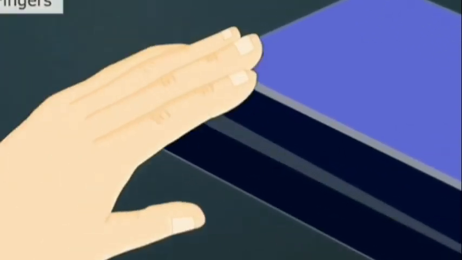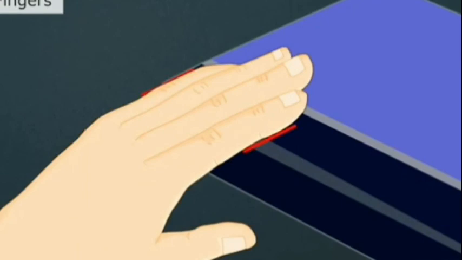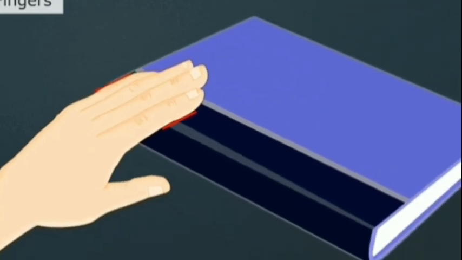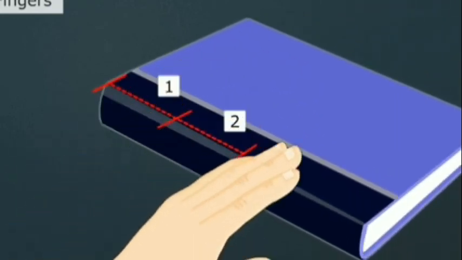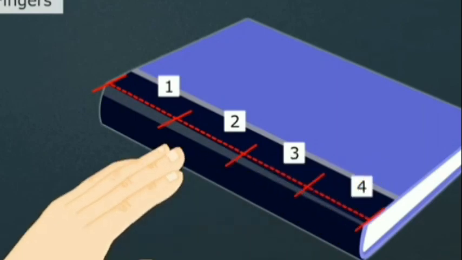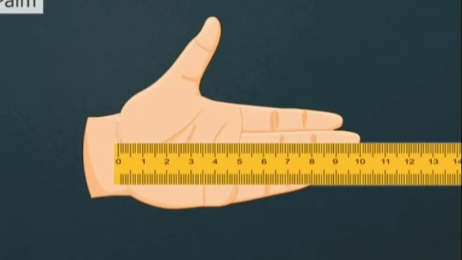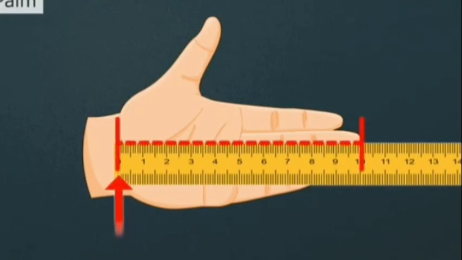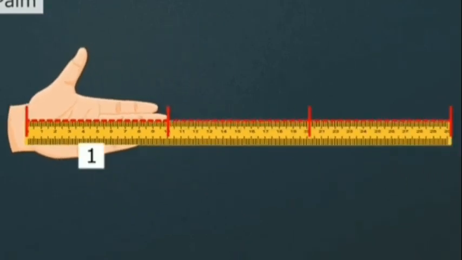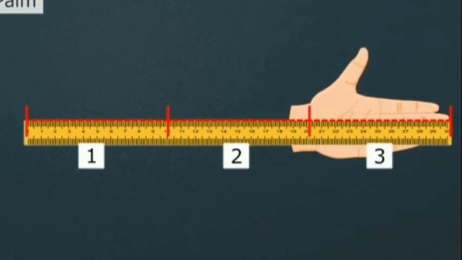Fingers. It is the unit of distance equal to the width of the 4 fingers closed pressed together. For example, the length of this book is about 4 fingers. Palm. It is the unit of distance equal to the length of the hand from the wrist to the end of the middle finger. For example, the length of this scale is about 3 palm.